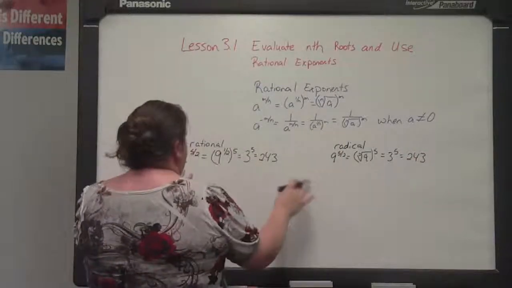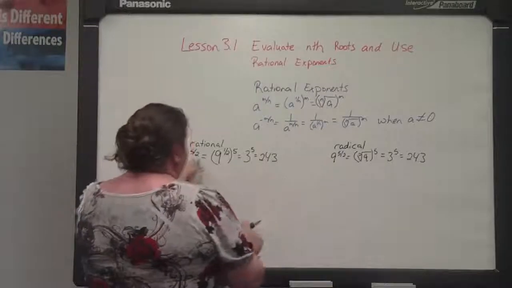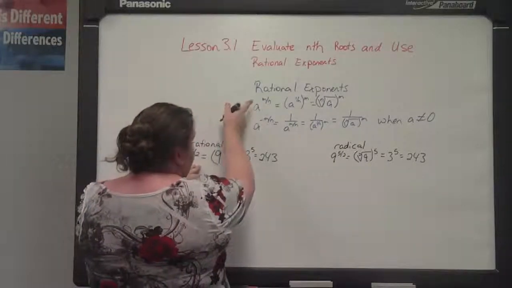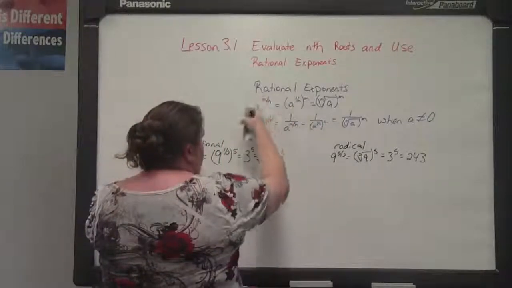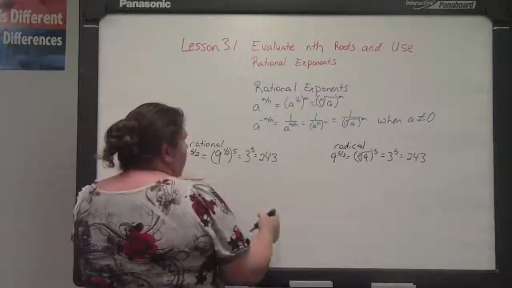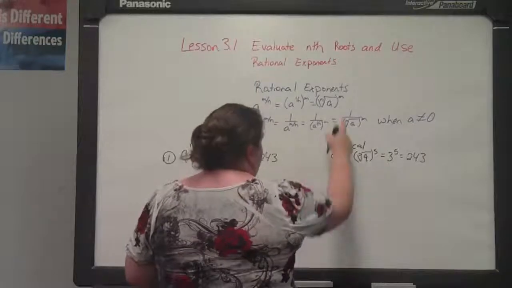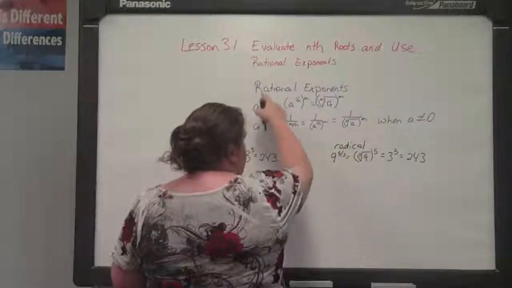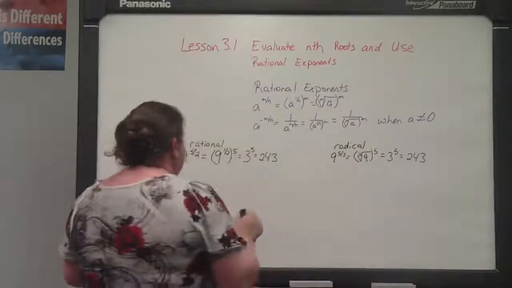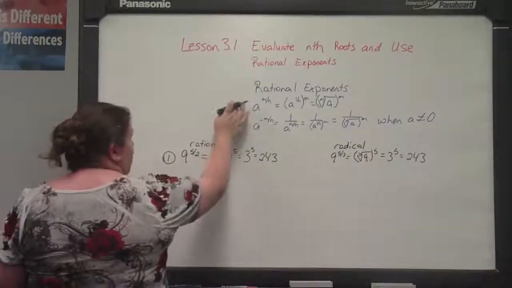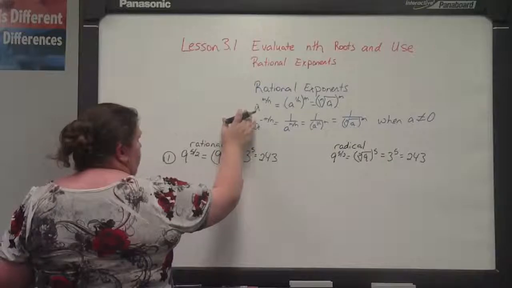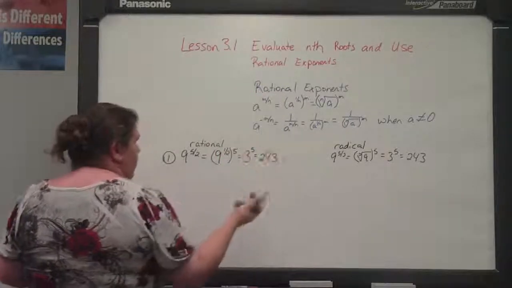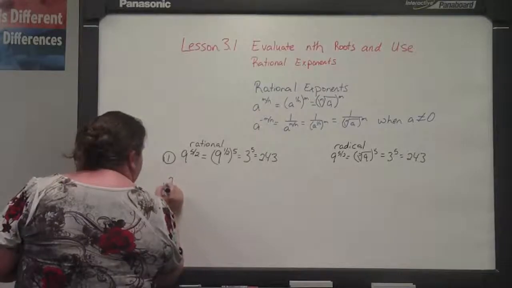What you've just seen done is the rational form, which is this top part right here, and then the radical was the second part of a to the m over n power. Now, this is, of course, the property of exponents, positive exponent.